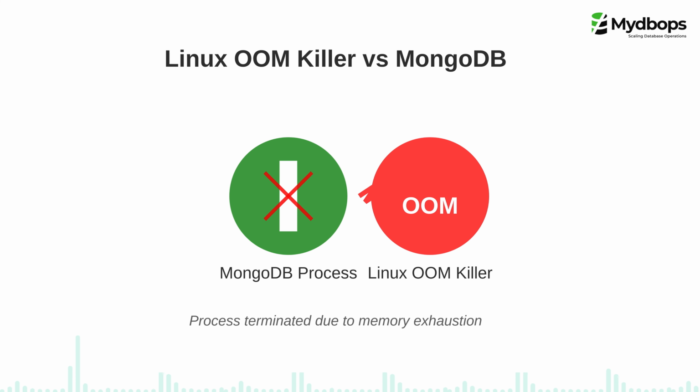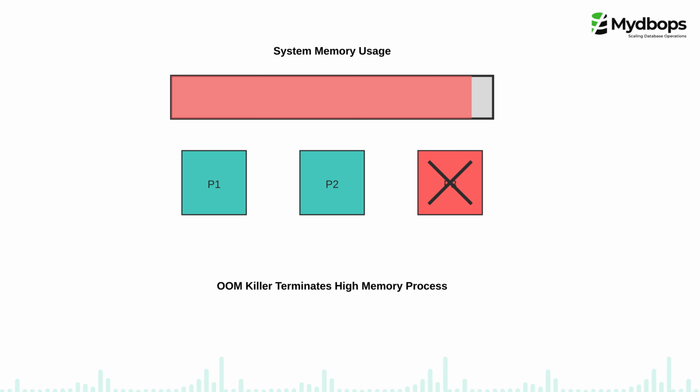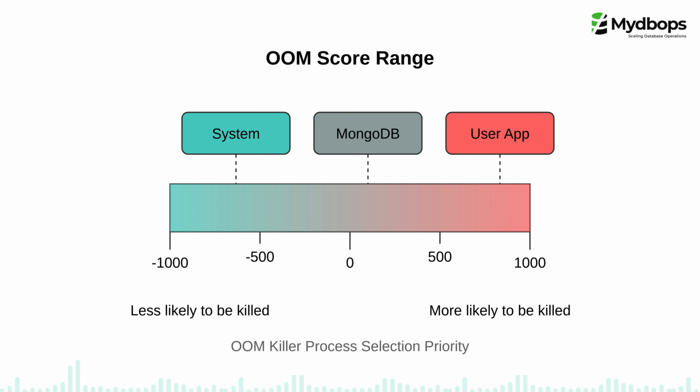So what is this killer? You can think of the OOM killer as a last resort for the Linux kernel. When your system is critically low on memory, the OOM killer steps in and starts deciding who to get rid of. It looks at all the processes running and sees how much memory they're using. It gives each process a score based on its memory usage and a few other things, and the one with the highest score gets terminated. It's like survival of the fittest, but for memory.